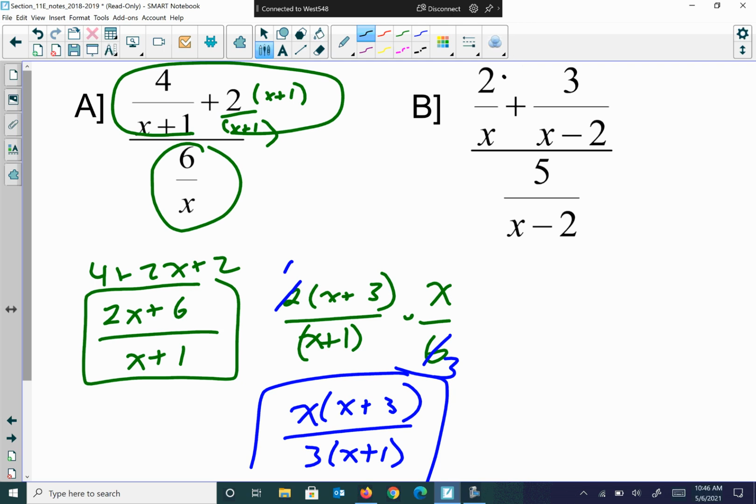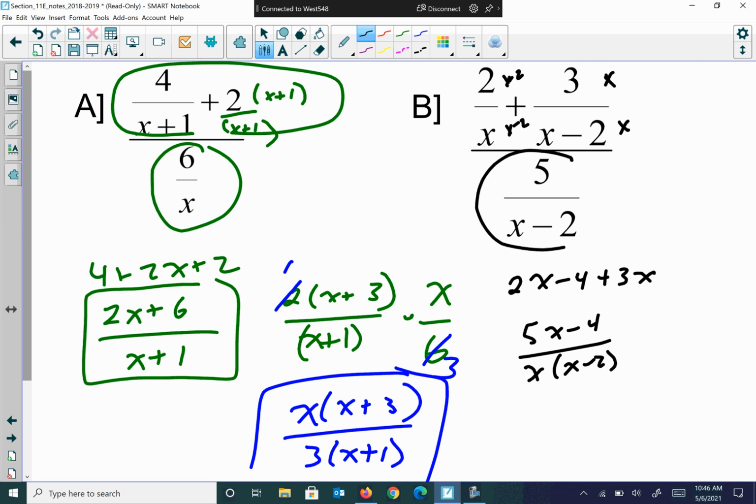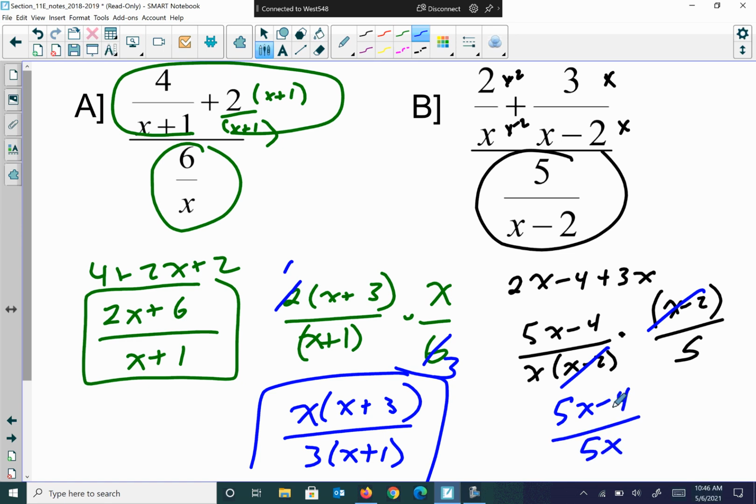So I'm going to multiply this by x minus 2, this by x and x. So I'm going to get 2x minus 4 plus 3x. So the top of that's going to become 5x minus 4 over x minus 2. Multiply by the reciprocal of this. Oh, thank goodness. We're going to get x minus 2 over 5. So that cancels that. That leaves me 5x minus 4 over just 5x. Friends, do not cancel the 5x's, please.